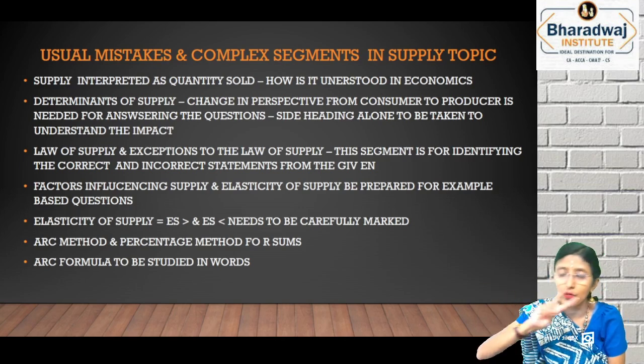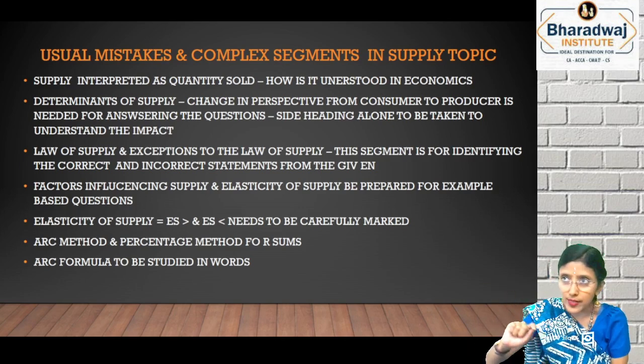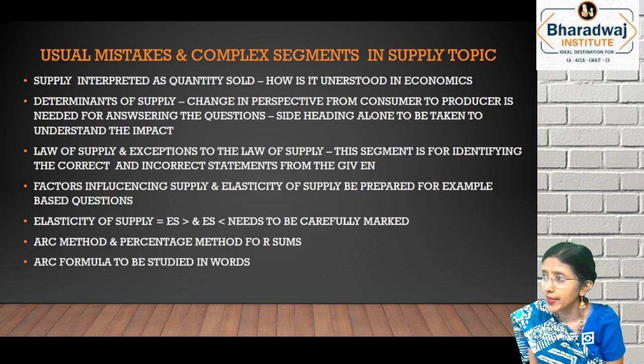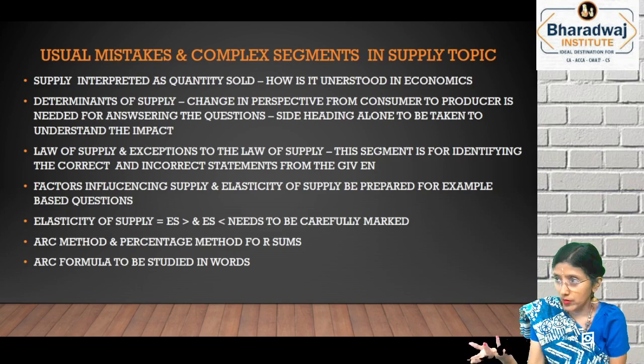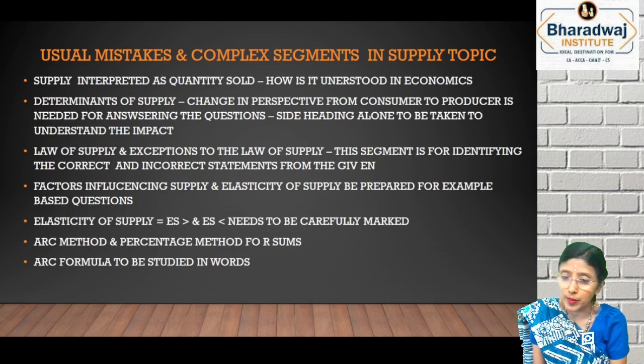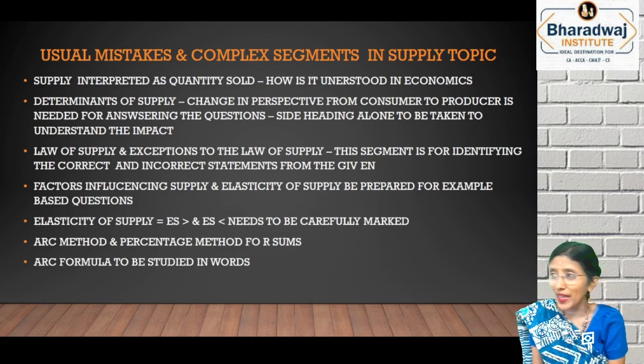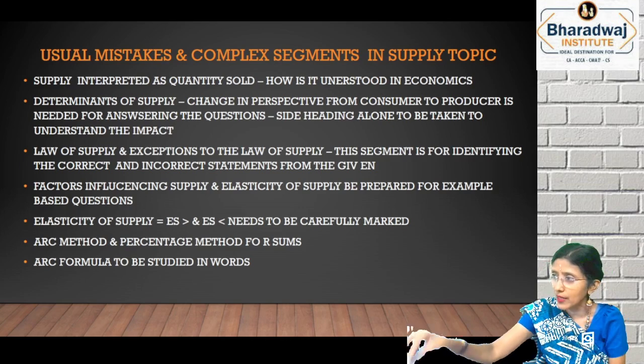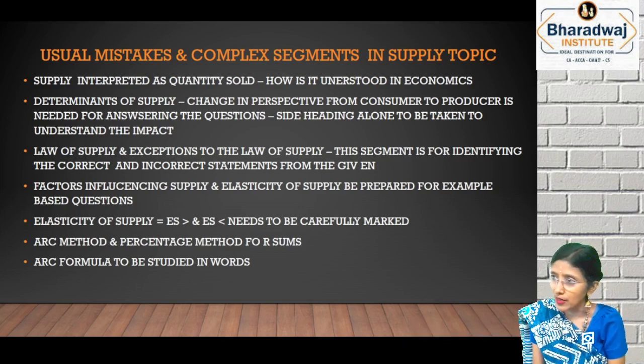And law of supply and exceptions to the law of supply. In both of these, one thing they're asking is correct and incorrect sentences, which you have to be very careful about. All statements will be appropriate there. And factors influencing supply and elasticity of supply are example based questions. They will give you exactly the name of the commodity, the name of the factor, something like that.